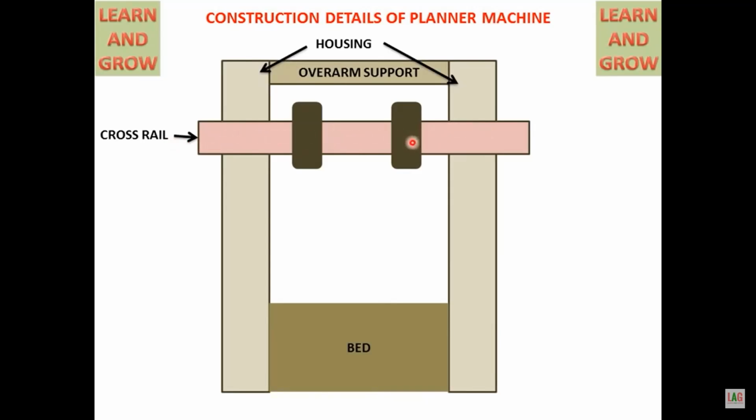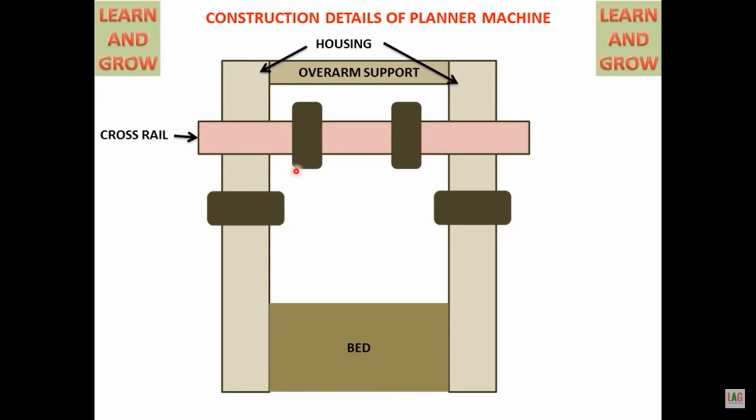Before fixing, they can be moved in either the left or right direction. As I said, we have totally 4 tool holders. 2 are attached to this cross rail and 2 are attached to the housings.